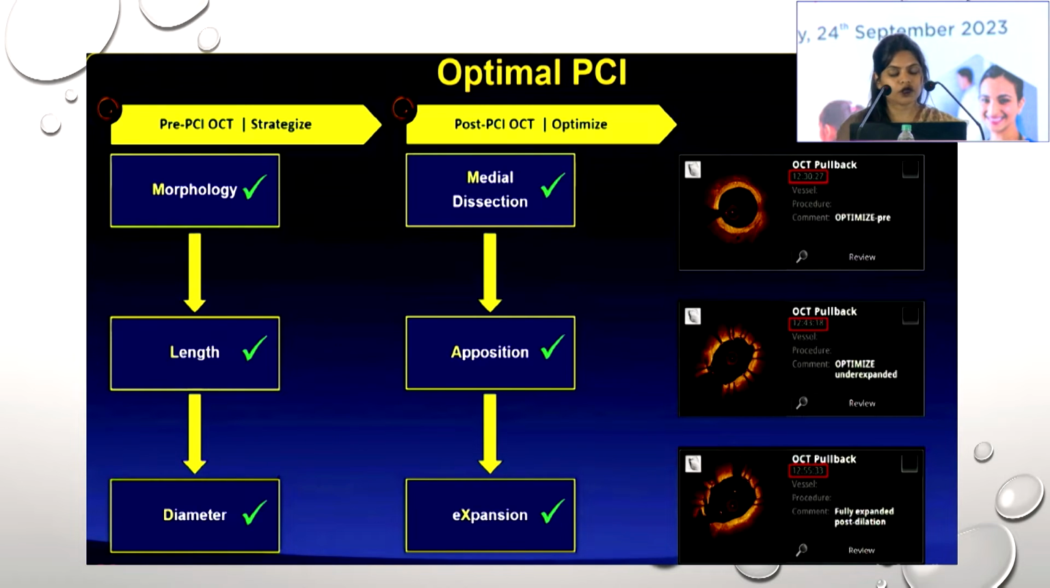Here, when we use it in routine daily PCI, first it helps us in identifying the morphology of the lesion. Once you decide to go ahead with the percutaneous intervention, it helps us in assessing the proximal and distal reference diameters of the blood vessel and the exact landing zones, and it also helps us in deciding the stent length. And once the stenting is done, post-stenting, it helps us in identifying any complications such as edge dissection, any inadequate apposition or malapposition of the stent, and also in adequately expanding the stent.